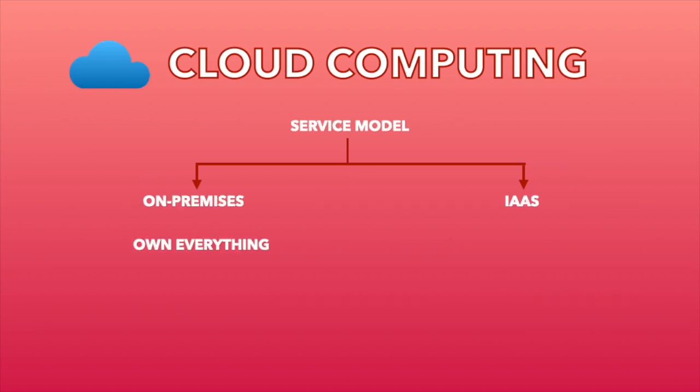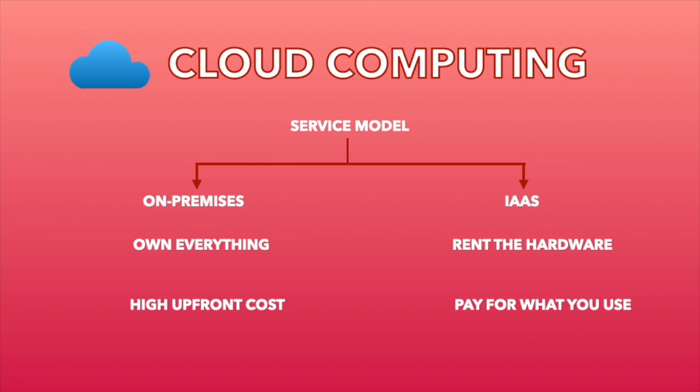Let's look at the service model for on-premises infrastructure. In this model, the organization owns everything, including servers, storage, and software, which results in a high upfront cost. IaaS, infrastructure as a service, lets you rent hardware such as servers, storage, and networking from a cloud provider. You only pay for what you use, which reduces upfront costs and gives flexibility.